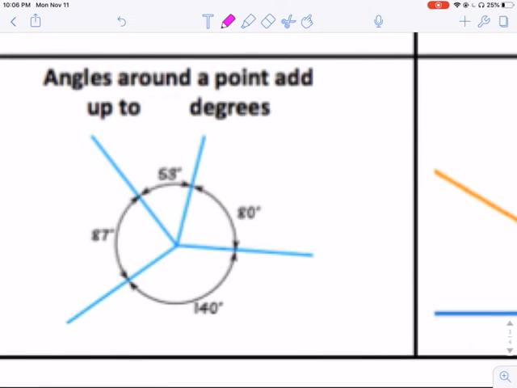Angles around a point add up to 360 degrees. So if they're sharing this point here, if that is 80 and this is 140 and this is 87, then this must be 53 because they need to add up to the 360 just like a circle.